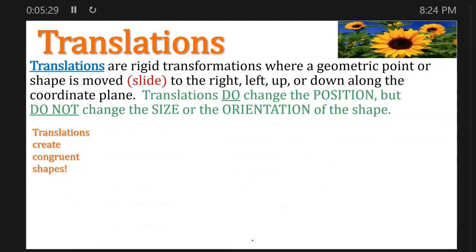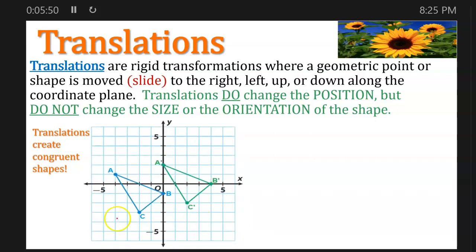Okay, so translations are rigid transformations where a geometric point or shape is moved, or slid, to the right, left, up, or down along the coordinate plane. Translations do change the position, but do not change the size or the orientation of the shape. They also create congruent shapes.